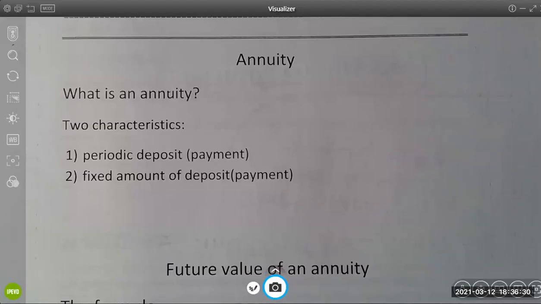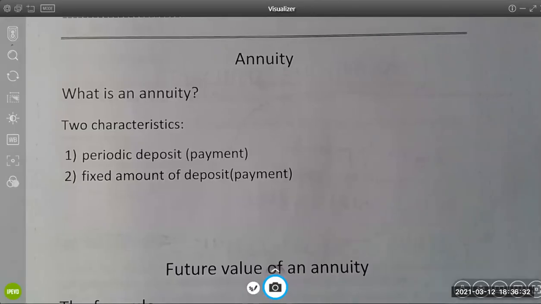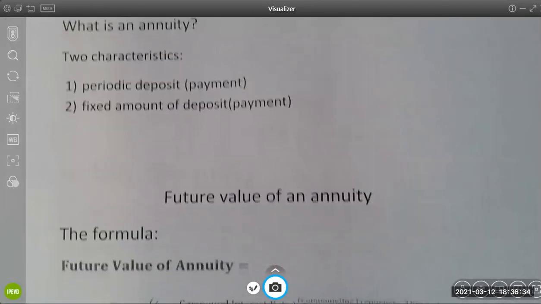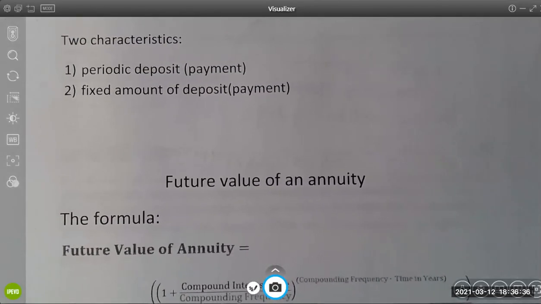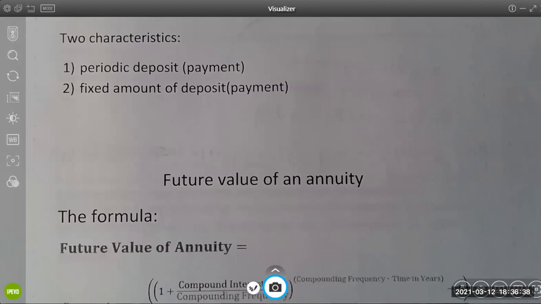There are two different kinds of annuity problems. One is regarding the future value of your annuity account. In this video, we just focus on that part. In the next video, we focus on the present value of annuity problems. So this is the first video.